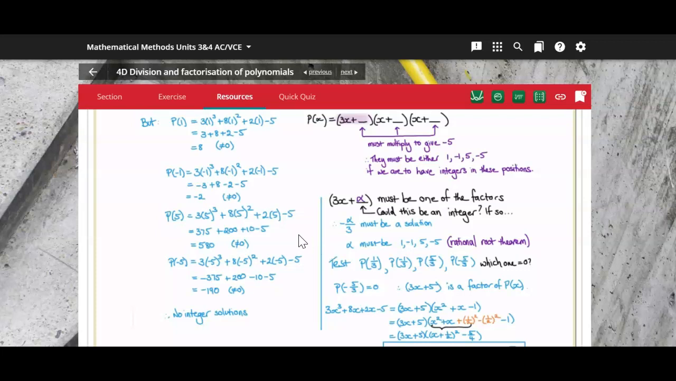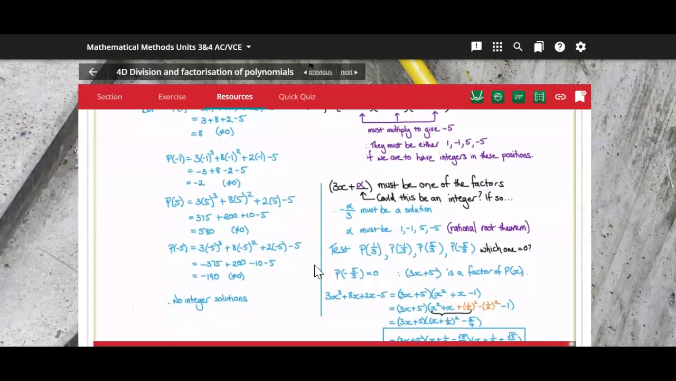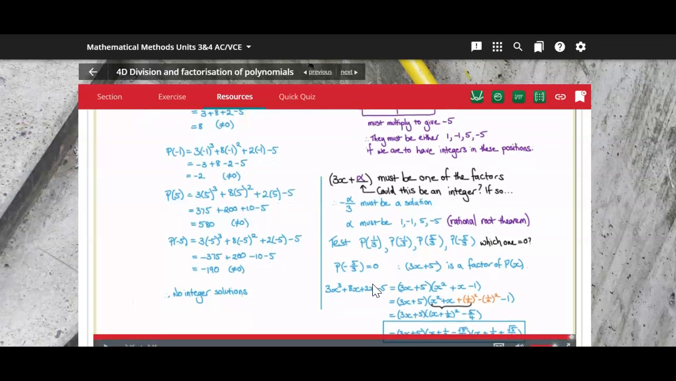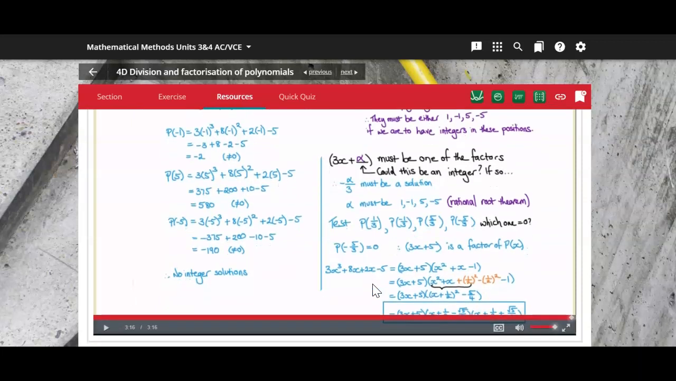Now, you can do that by hand. We're going to do it on the calculator because it's a lot of work, especially with the first example that we're going to look at. So we get p of negative 5 on 3 equals 0. That means 3x plus 5 is a factor. Now, to find the other factors, you've got 3x plus 5. When you divide that through, you get x squared plus x minus 1.